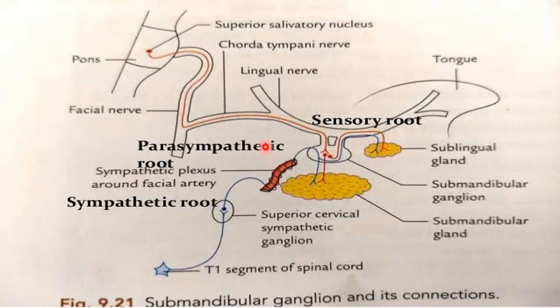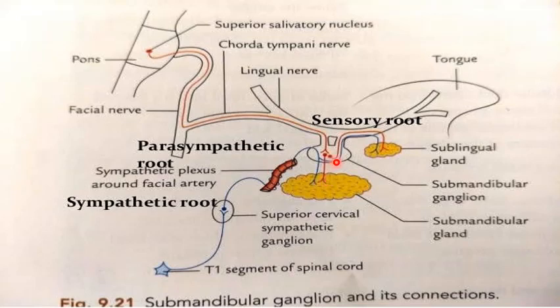Now this diagram shows the connection and branches of the submandibular ganglion. As I already told you, a submandibular ganglion contains three roots: parasympathetic, sympathetic and sensory root. Parasympathetic preganglionic fibers arise from the superior salivatory nucleus, and they travel along the facial nerve, its chorda tympani branch, and then they join the lingual nerve and reach the submandibular ganglion through the posterior root. The fibers relay here, and the postganglionic fibers arise and reach the submandibular gland.